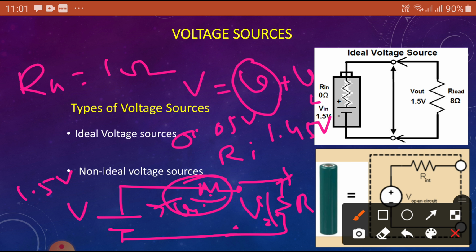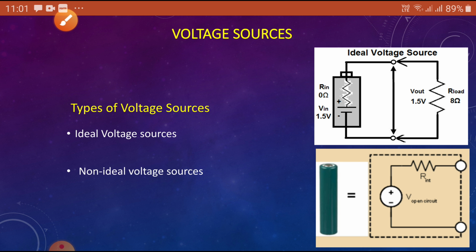Just like the proportional tax: he is doing a job, so he has to pay the proportional tax. Savings you can leave aside, but he has to pay that small amount. That is the non-ideal source. Dear students, don't confuse it. It is a very simple circuit.